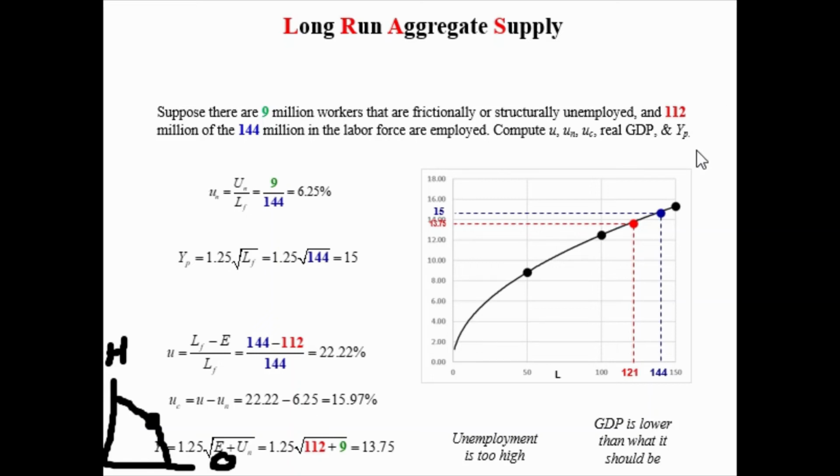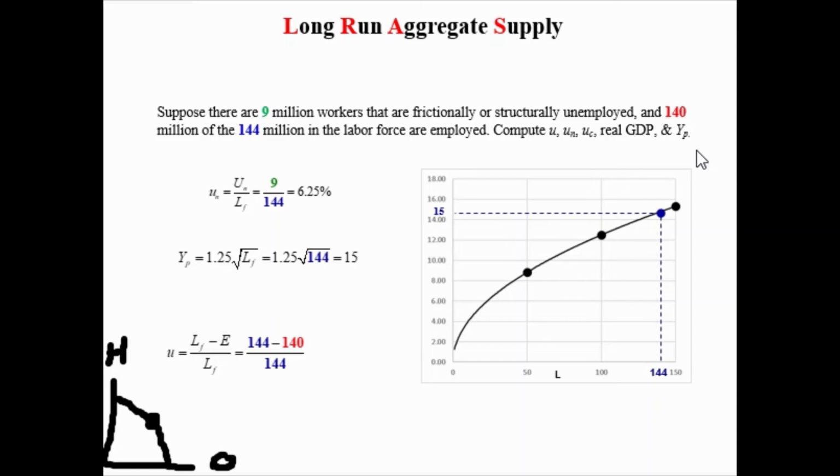Okay, in the next situation, there are 140 million of the 144 million who are employed. So here, employment has shot way up. We're holding the number of people who are frictionally or structurally unemployed constant. So the natural rate of unemployment has not changed. 144 million hasn't changed, so potential GDP hasn't changed. It's still 15. We're still here.